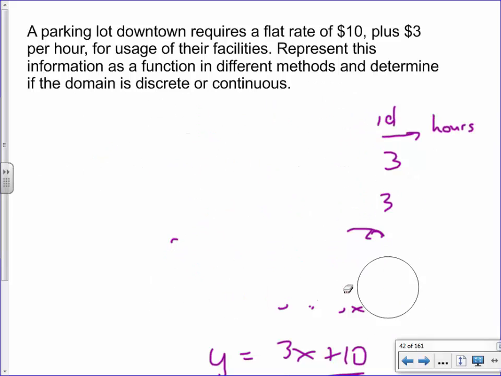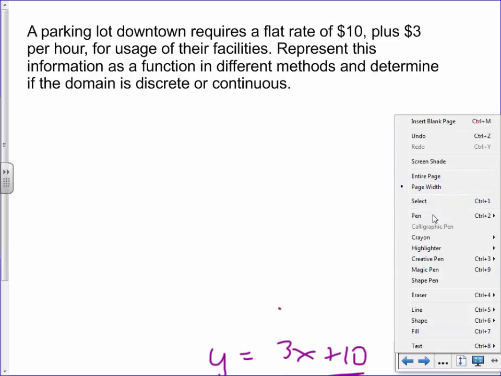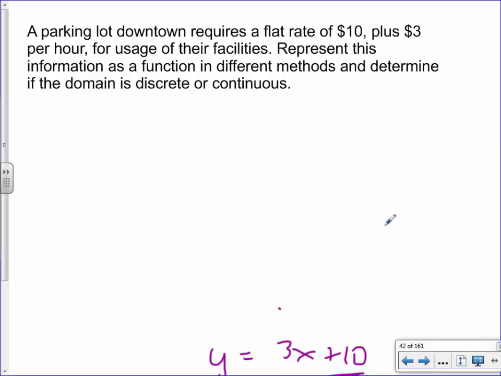So then how would you write down the function? Okay, so yeah, let's answer this question here. We're going to represent this information as a function in different methods. Here are some of the methods we could represent the data as. First method would be the equation. The equation was y equals 3x plus 10. That is a way we can represent data.